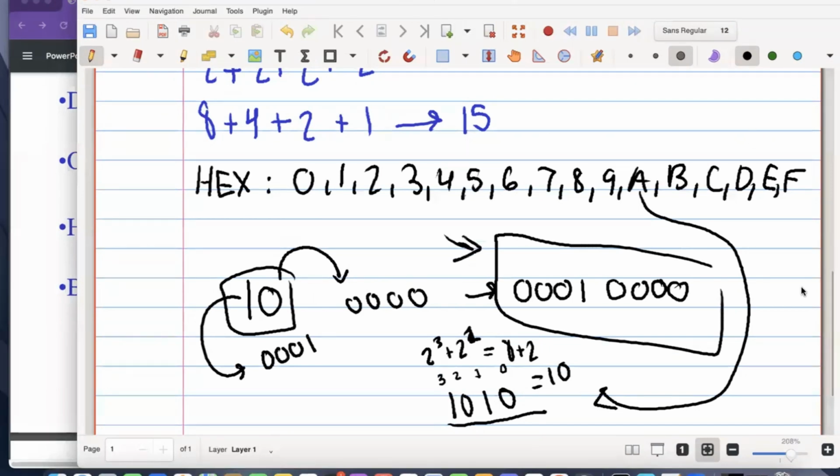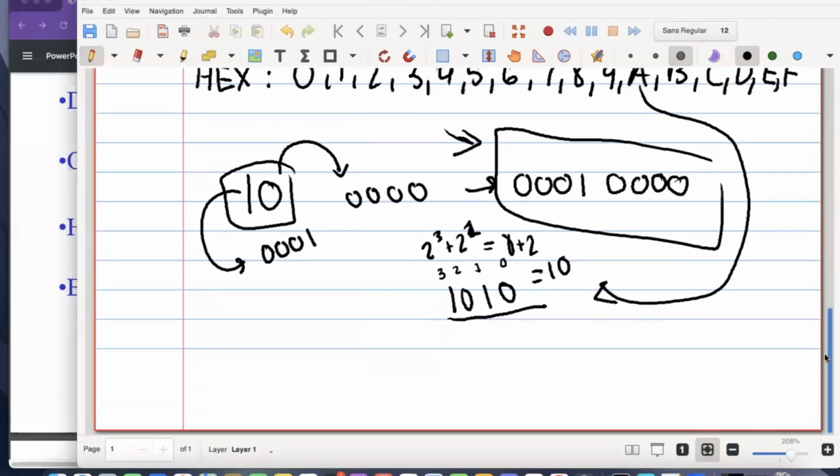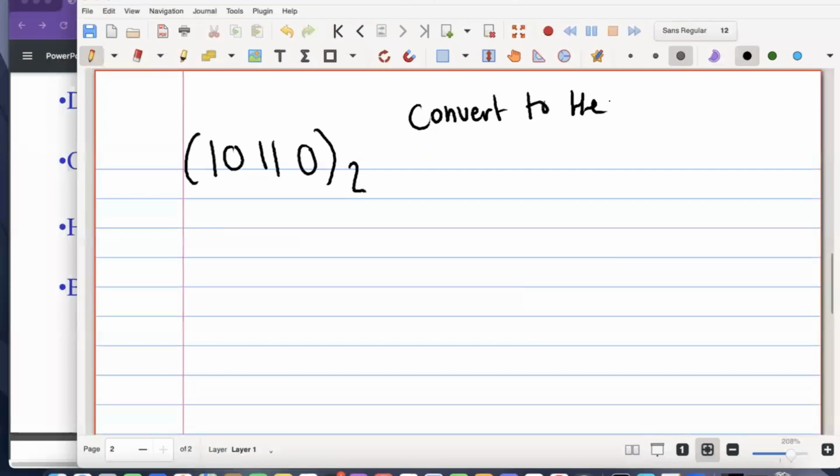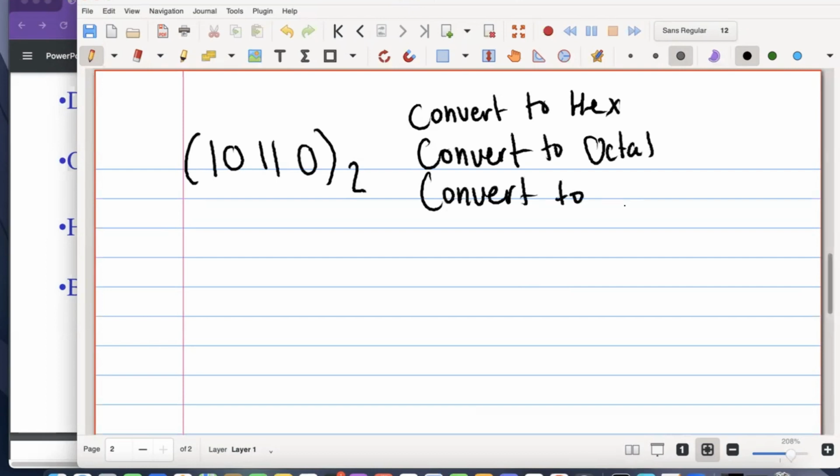Okay, this is not really important, but I'll give you some practice so you have a firm understanding. The only questions you could possibly have are probably in this form. Let's take some bits: 1 0 1 1 0. You have that in binary. Convert to hexadecimal. And then convert to octal. And convert to decimal.